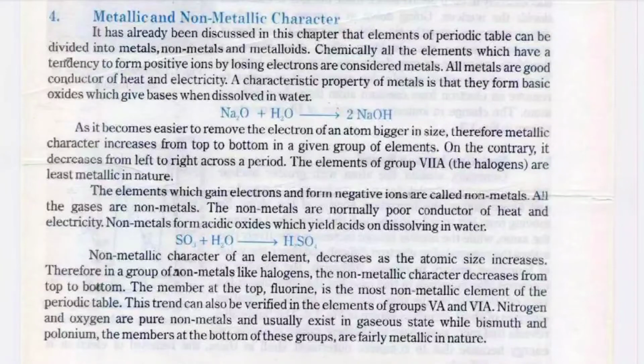Assalamu alaikum students, I am Usman from Conceptual Chemistry Zone and today we will discuss the metallic and non-metallic character and its trend along the periods and the groups in the periodic table.